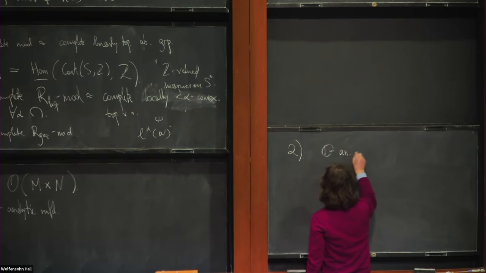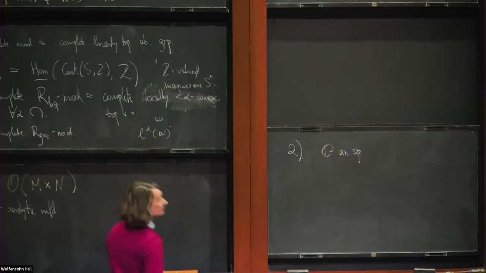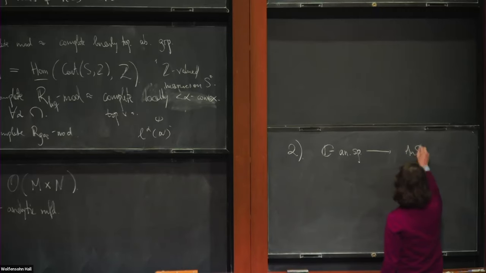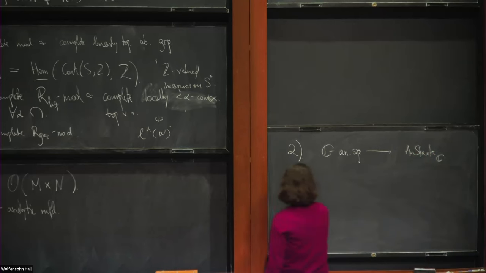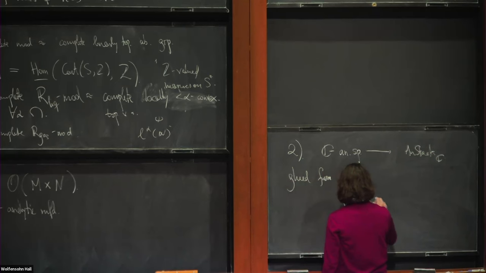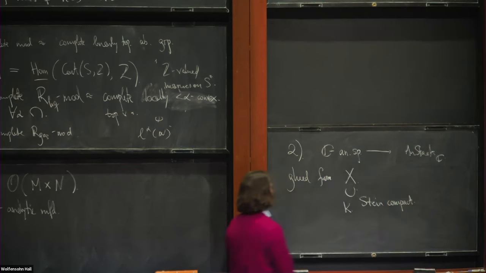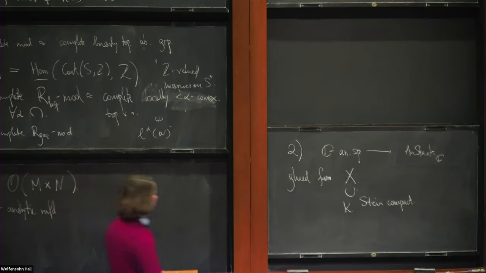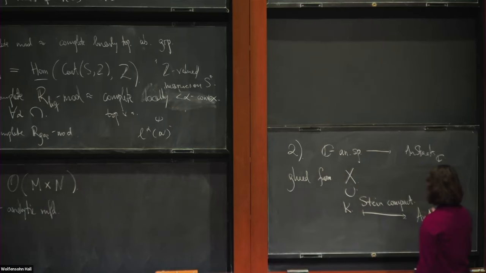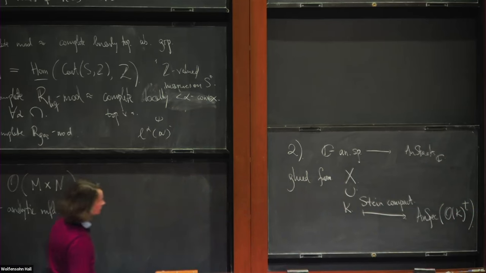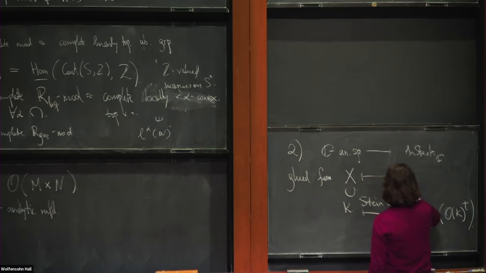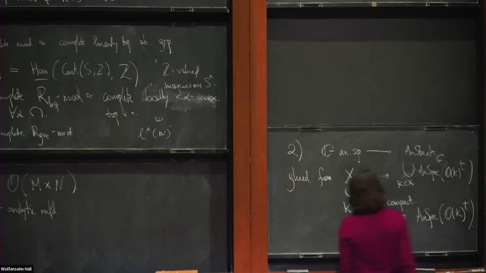Then you have schemes over C, and now you have complex analytic spaces mapping to analytic stacks, which is glued from the following. If you have a complex analytic space, then there is a notion of a Stein compact subset, for example a closed polydisk, or something closed in a closed polydisk. You send any such closed Stein thing K to the algebra of overconvergent holomorphic functions on K. And so in general, X will be mapped to the colimit, or really the union, over all such compact Stein subsets of the analytic spectrum of these overconvergent algebras.